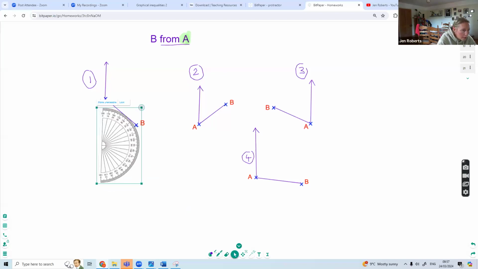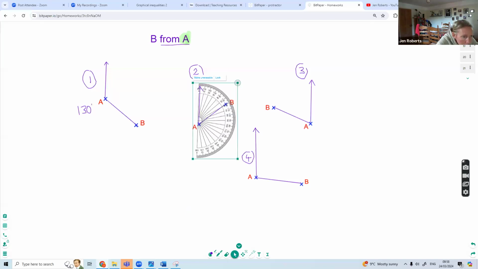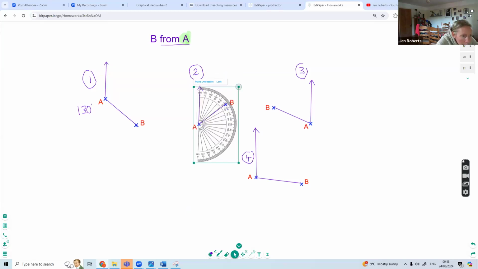Okay, for this first one, you should have got 130 degrees as your bearing. The next one, this one, I'd say is 53 degrees. So 053. Don't forget you need your three figures there.